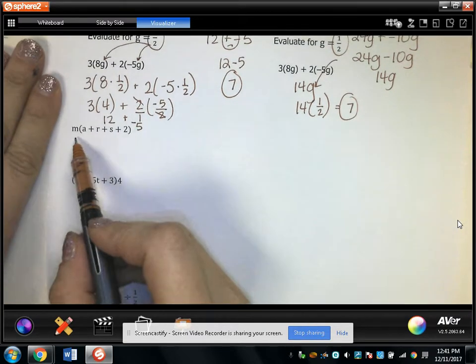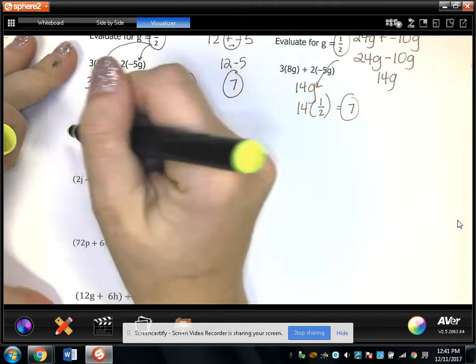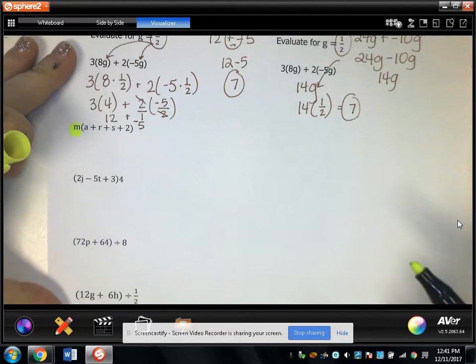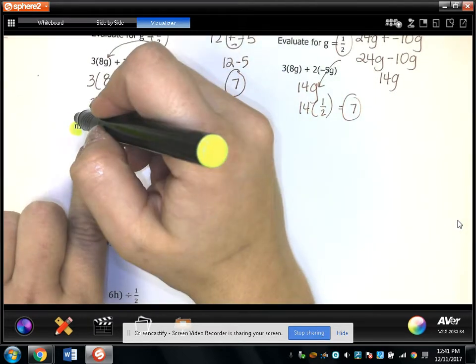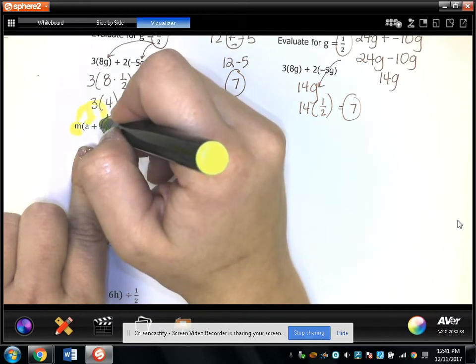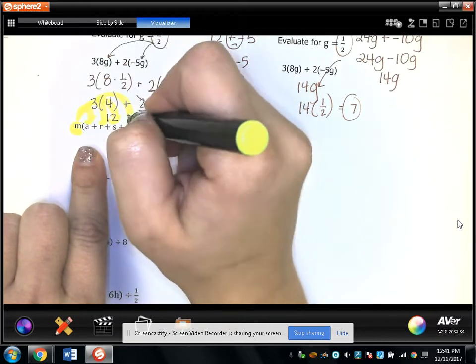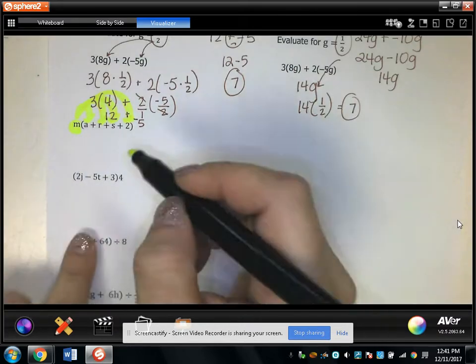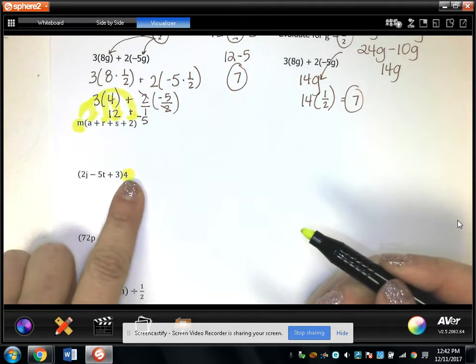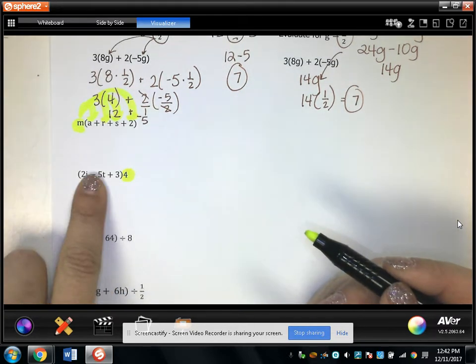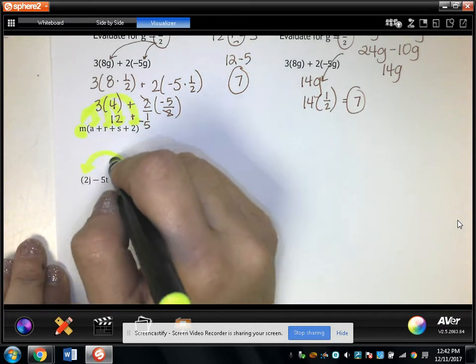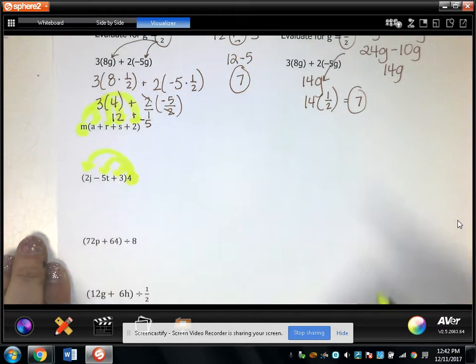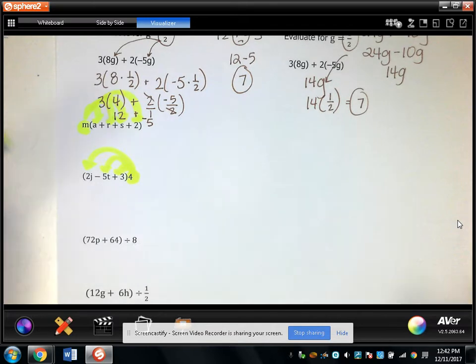So here, this is a single term, and it's being multiplied by every term inside of this group in parentheses. So I'm going to have to multiply it by a, by r, by s, and by 2. Here's my single term. It can be in the back. And I need to multiply it by everything in this parentheses. I need to multiply it by the 2j, the negative 5t, and the 3. So let me do those ones first.